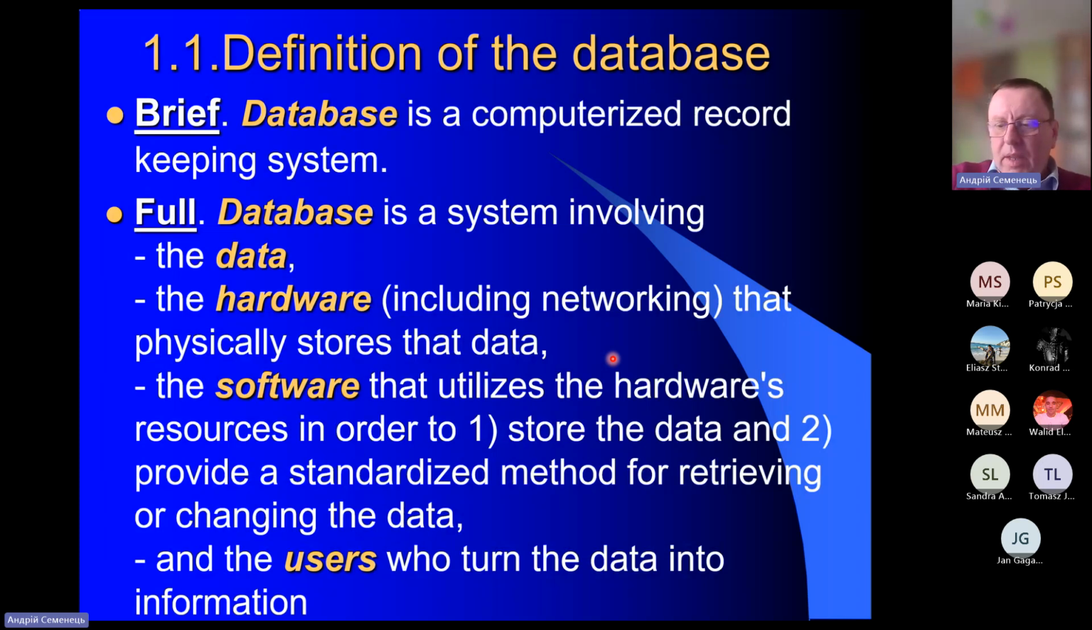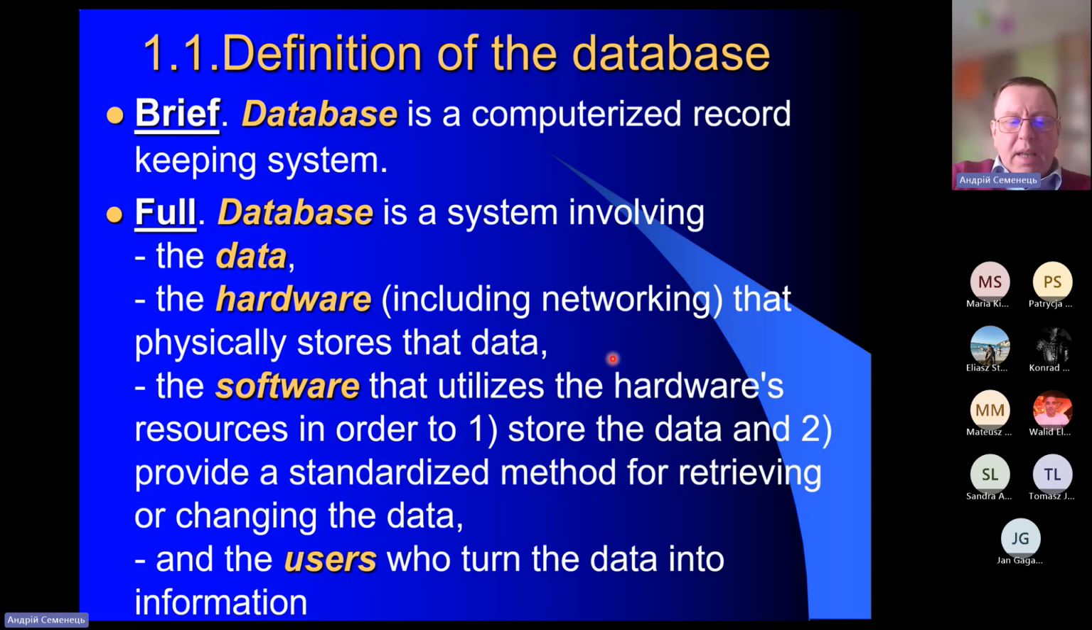So what is this? Many definitions can be found on the network, so just two examples. We can make it as brief as possible: a computerized record-keeping system. But a little bit better definition is a system which involves data, hardware including networking that physically stores data, and software that utilizes hardware resources in order to store data and provides standardized methods for retrieving and changing data, and users return data information. So the second is, for me, a little bit better.